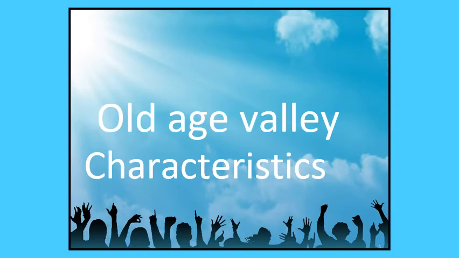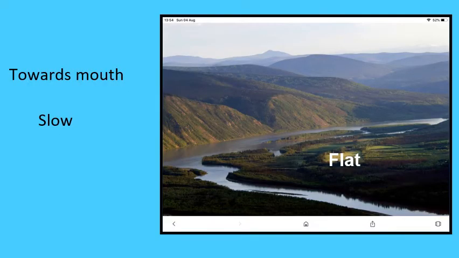Logically, we're now moving down the length of the river, and we're now going to have a look at the characteristics of a river in its final stage, its old stage, its lower stage as it approaches its mouth. Wow, look at that. As the river flows towards its mouth, it flows on a completely flat gradient. As a result of that, this old river flows very slowly.